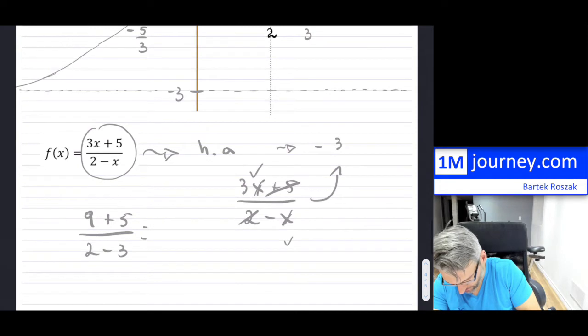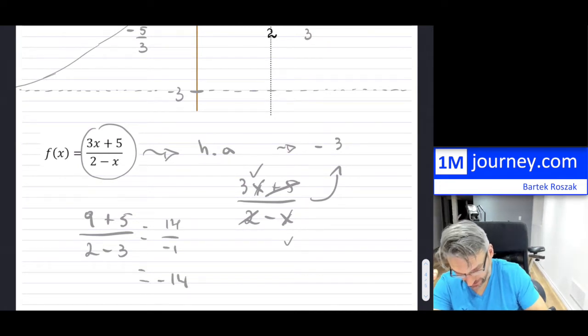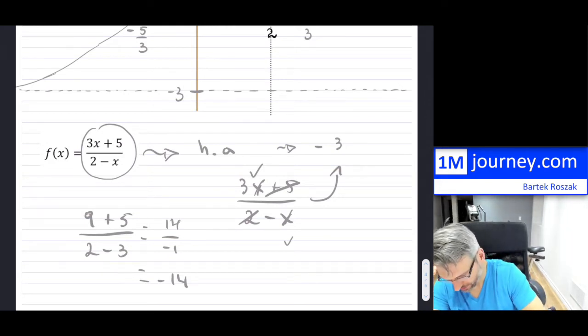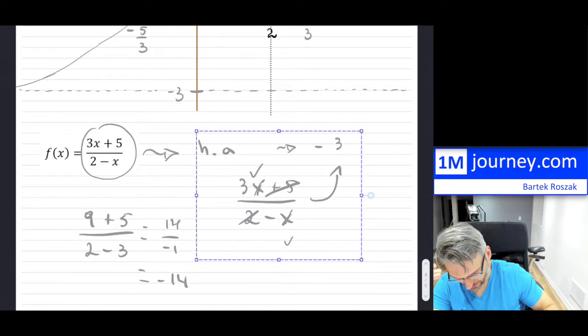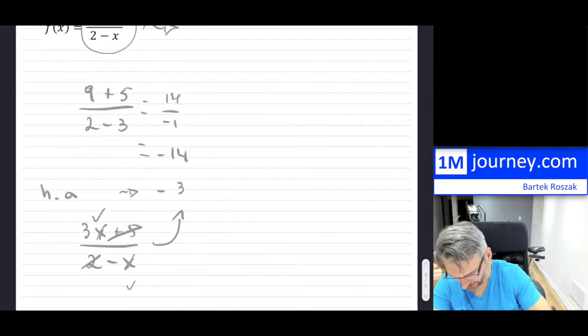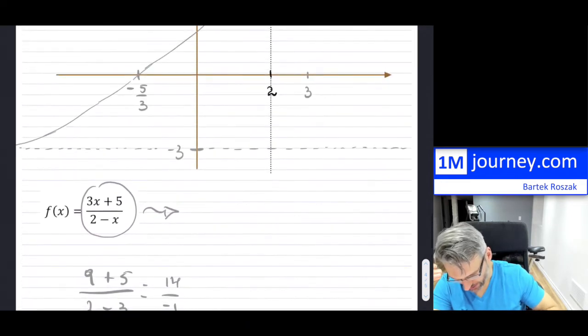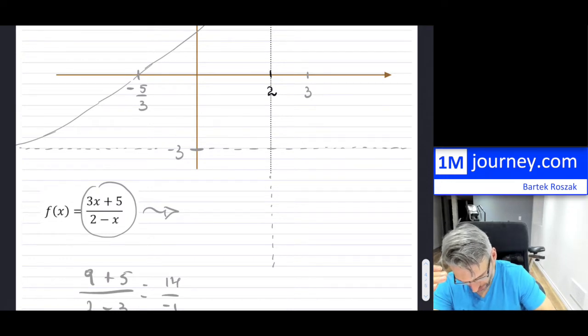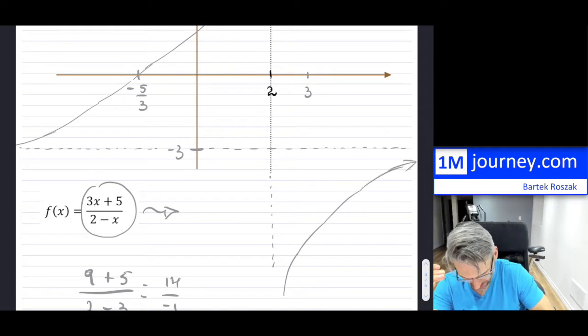So what is this going to be? 14 all over -1, which is -14. All right, so that means, with all of this, I'm going to shift this out right here. So -14, as it continues on, is going to be somewhere over here. So it looks like it's going to be something like this. It's going to be going down in here.